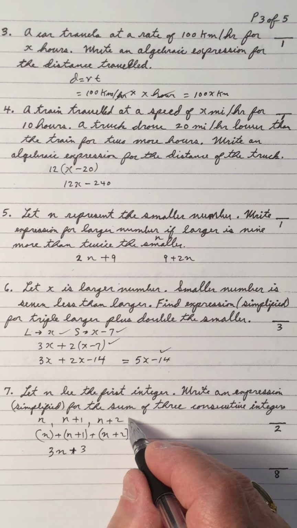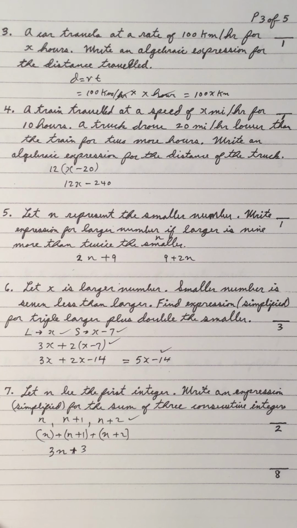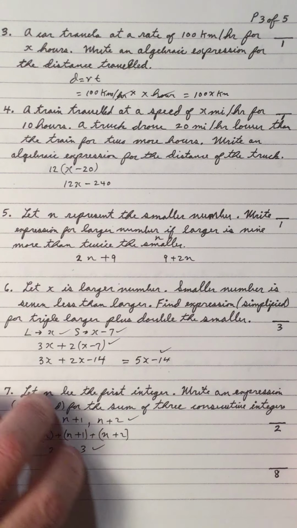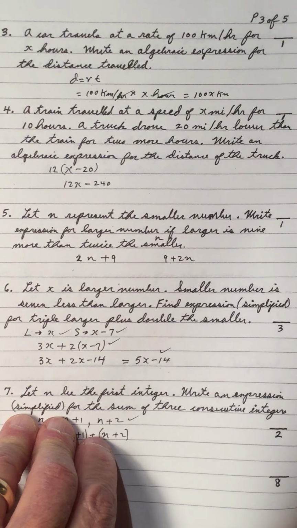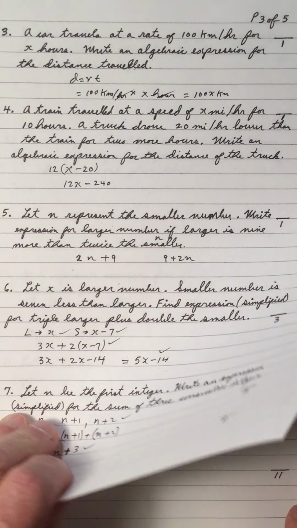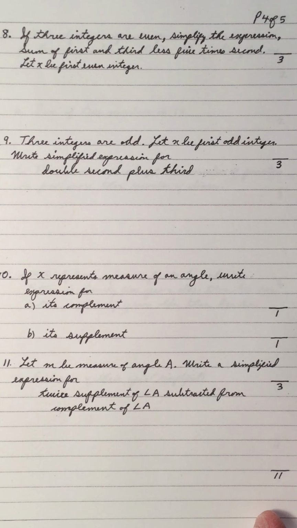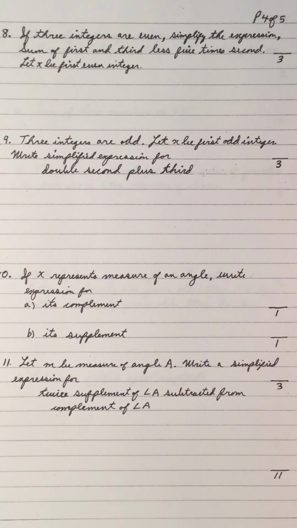So if you have 3 of those like that, you get a mark. If you have 3n plus 3, give yourself a mark, 2 altogether. Total up the page is out of 8. Let's continue. And we have some more to do. Remember, we're reviewing videos 7 to 14. Number videos 7 to number 14.